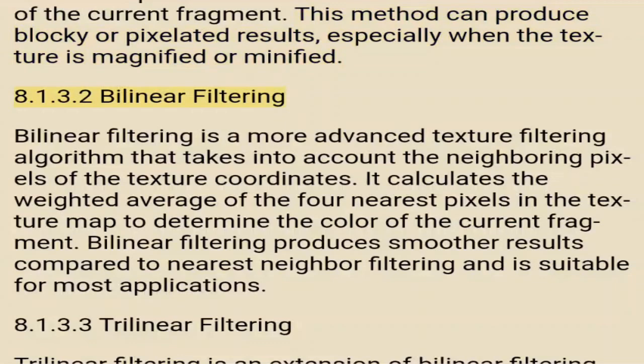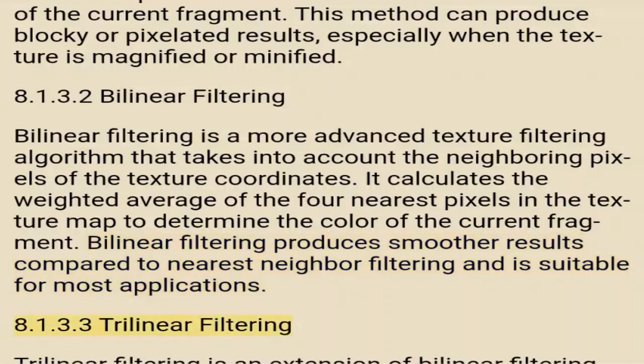8.1.3.2 Bilinear filtering. Bilinear filtering is a more advanced texture filtering algorithm that takes into account the neighboring pixels of the texture coordinates. It calculates the weighted average of the 4 nearest pixels in the texture map to determine the color of the current fragment. Bilinear filtering produces smoother results compared to nearest neighbor filtering and is suitable for most applications.